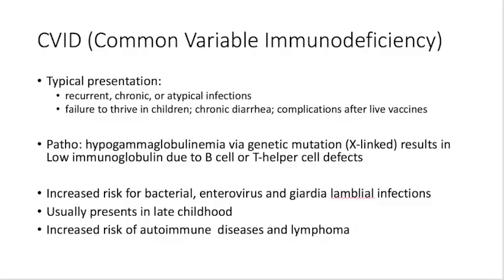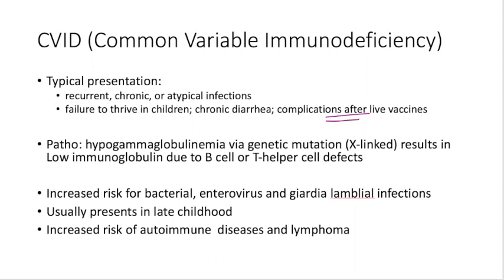The lesser form of this is called CVID, or common variable immunodeficiency. Again, it's going to have a typical presentation of recurrent chronic atypical infections. Same kind of presentation. It may not be severe enough, so you may give some live vaccines, and then you would see problems afterwards.